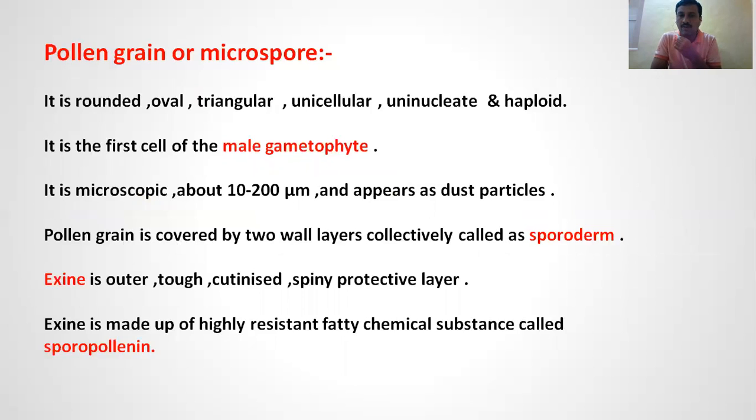Most of these pollen grains are formed by meiotic division producing 4 haploid pollen grains. It is haploid, unicellular and uninucleated. Only one set of chromosomes is present in the male gamete or pollen grain. Hence it is called unicellular, uninucleated and haploid. It is the first cell of the male gametophyte.